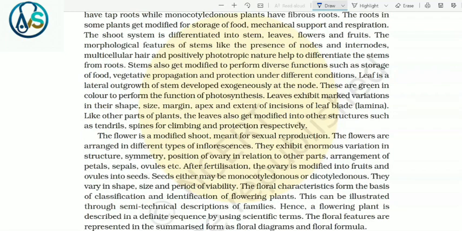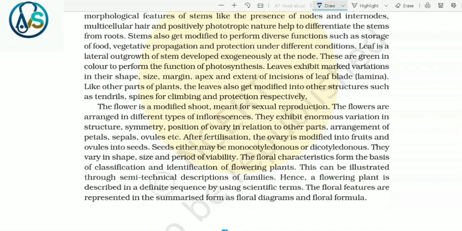The morphological features of a stem, like presence of nodes and internodes, multicellular hair and positively phototropic nature, help to differentiate the stems from roots. Stems also get modified to perform diverse functions such as storage of food, vegetative propagation and protection under different conditions. Leaf is a lateral outgrowth of the stem, developed exogenously at the node. These are green in color to perform the function of photosynthesis.